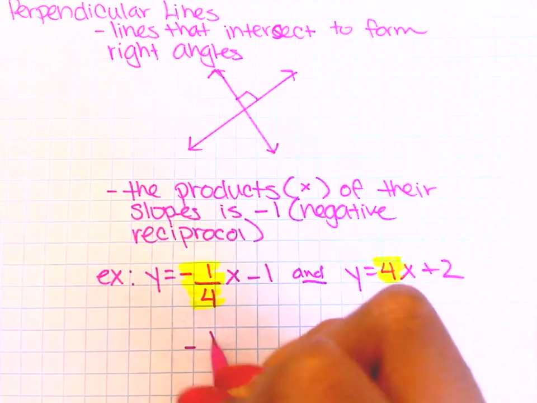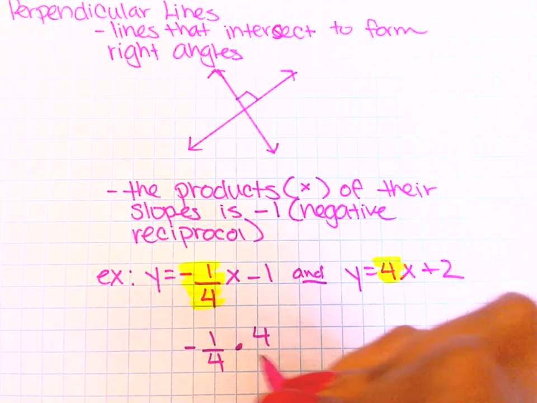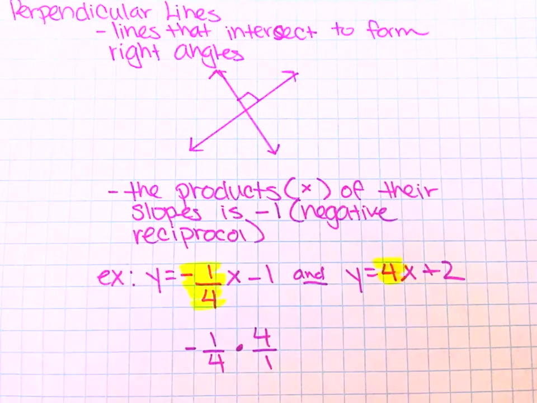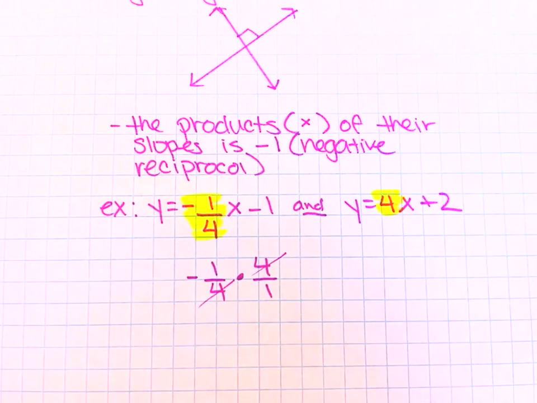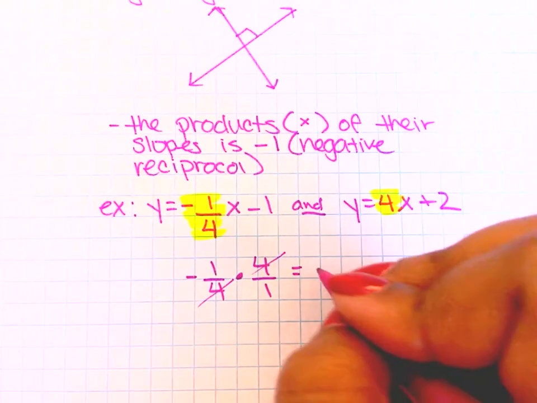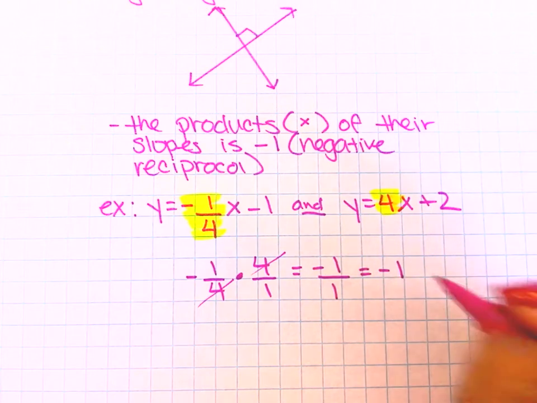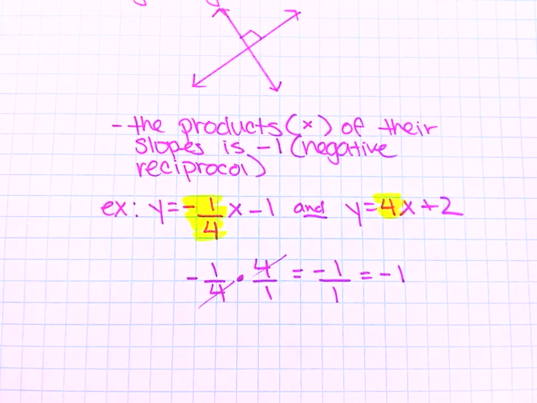So I'm going to take -1/4 times 4, which is the same as 4/1. If I cross cancel, 4 goes into 4 one time each. I'm going to get -1/1. -1 divided by 1 is -1. So therefore, my line is perpendicular. If you multiply the two slopes and get -1, the line is perpendicular.